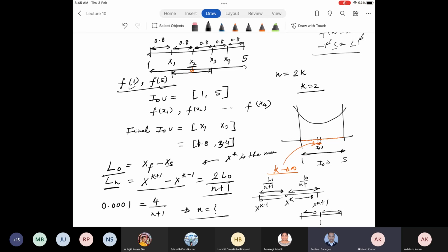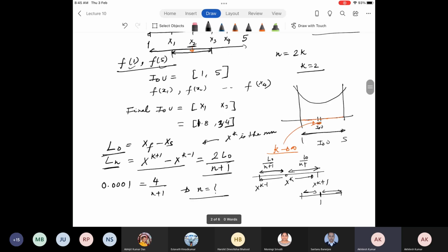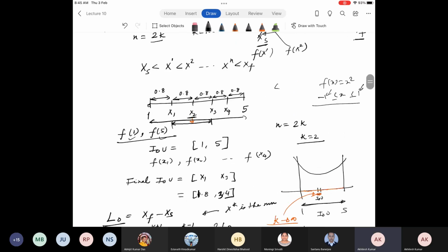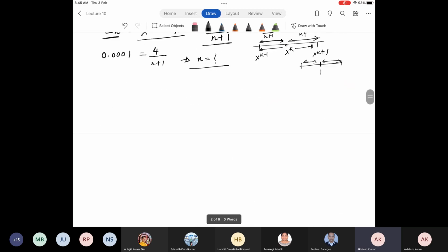Just a second. Yes, I understand now. Okay, sir. Okay. So number of points is 1, segment will be 2 then. And that's why this was 4. This was 4. So we were able to get that.